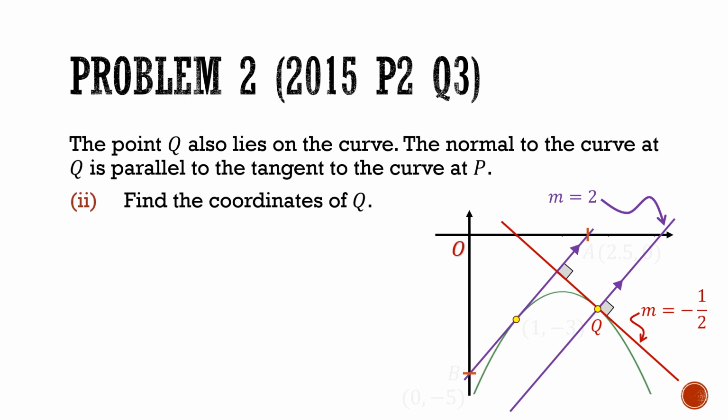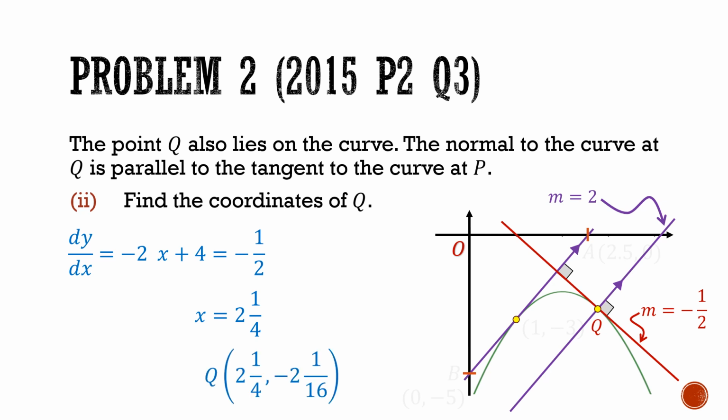So if we use the gradient function, the dy/dx, which is -2x plus 4, we'll plug in the gradient of -1/2. So the x coordinate that gives us that gradient will be 2 1/4. So that will be the x coordinate at Q. We can sub the x value into the original quadratic equation. That will tell us the y value. Hence the coordinate of Q is (2 1/4, -2 1/16), and that's our final answer.